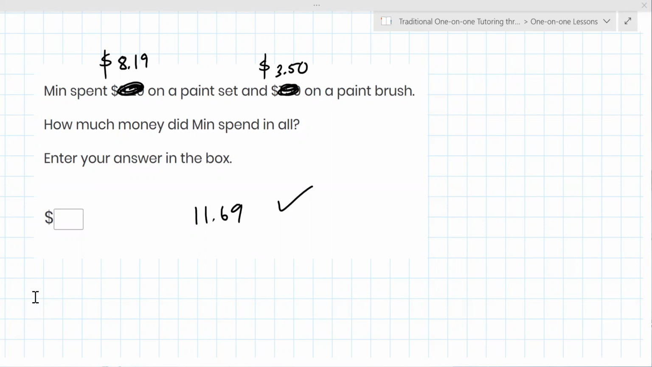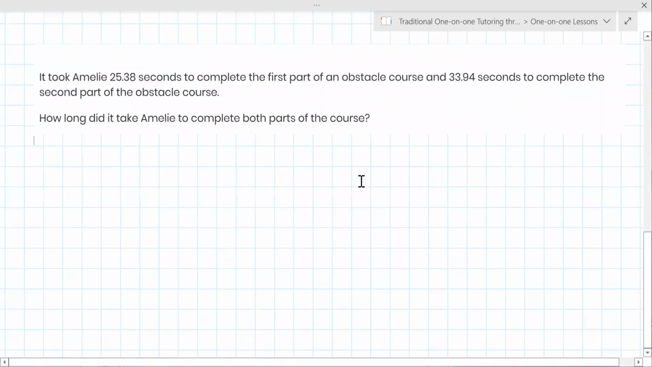Okay, new question here. So these are story problems. These are the kind of real world problems, some ways that you might see math used in real life beyond the classroom. It took Emil 25.38 seconds to complete the first part of an obstacle course and 33.94 seconds to complete the second part of the obstacle course. How long did it take Emil to complete both parts of the obstacle course?